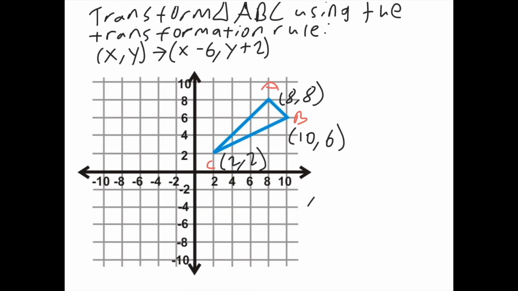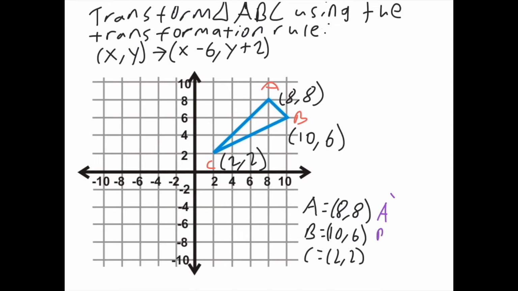So we'll throw these down here so we can see. A is the point (8, 8). B is the point (10, 6). And C is the point (2, 2). So now what we want to find is our A prime, our B prime, and our C prime, the images.